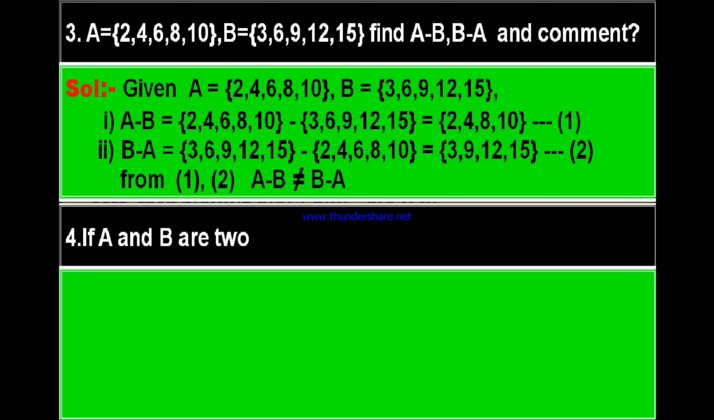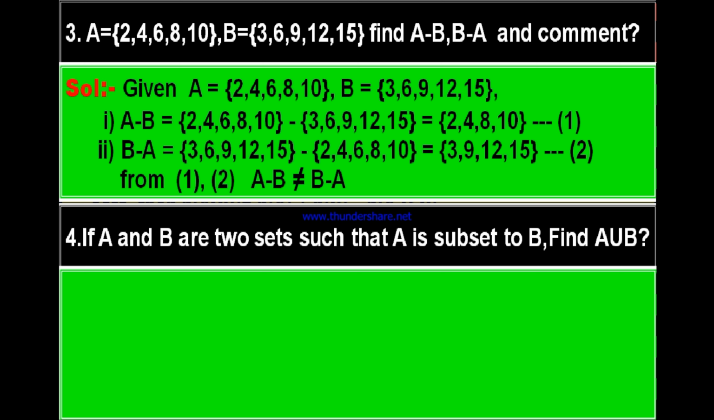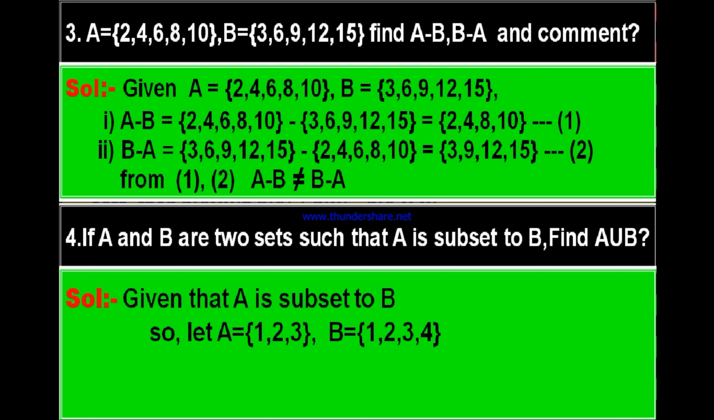Now question number 4. If A and B are two sets such that A is a subset of B, then find A union B. Here, what is the subset we just came across? We learned what a subset is. Here we are given that A is a subset of B. Since A is a subset of B, all the elements of A should also be the elements of B. All the elements of A should be in B. Then only you can say that A is a subset of B.